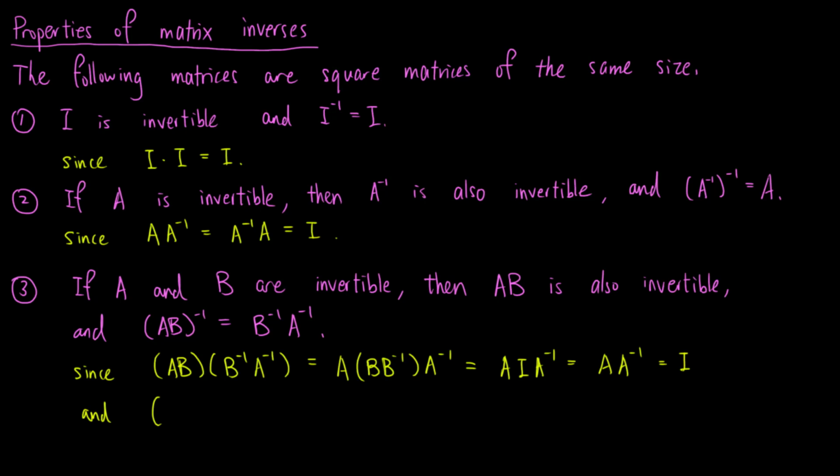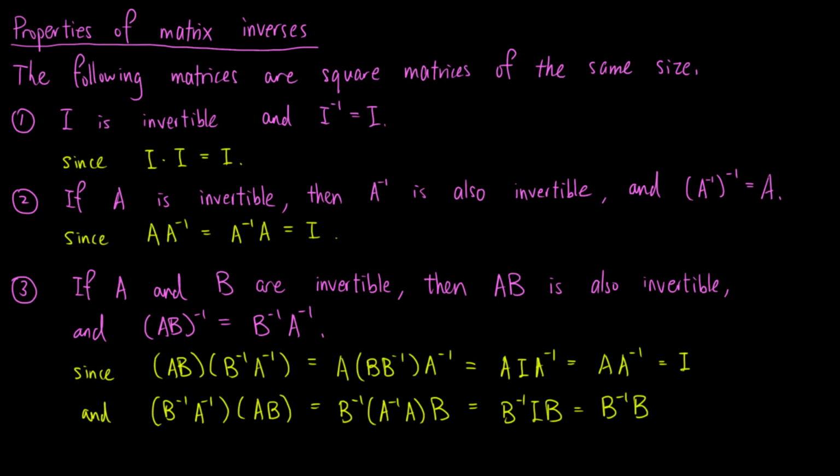Similarly, (B inverse times A inverse) times (A times B) equals B inverse times (A inverse times A) times B. Again, the bracket becomes the identity matrix, which can then be removed. So we have B inverse times B, which is again the identity matrix.